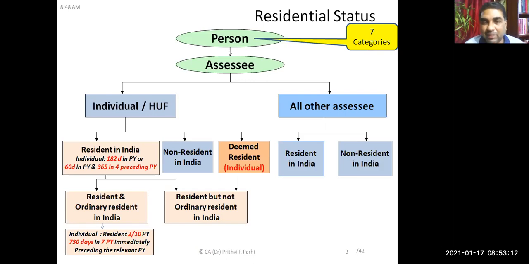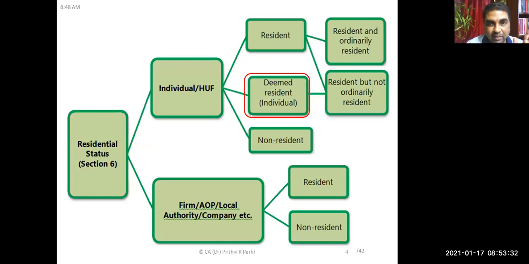I'll be explaining what that is. And they will be treated just like resident but not ordinary resident. They'll be treated like this, but there is one more category that is called deemed resident. Is it clear? Broadly you have understood? Yes, sir. Okay.